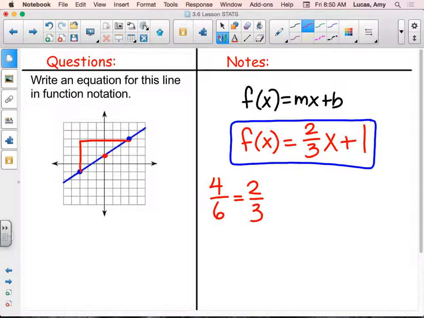So the sign on the intercept affects whether this is a plus or a minus. If it's a positive intercept, it stays a plus. If it's a negative intercept, it becomes a minus.